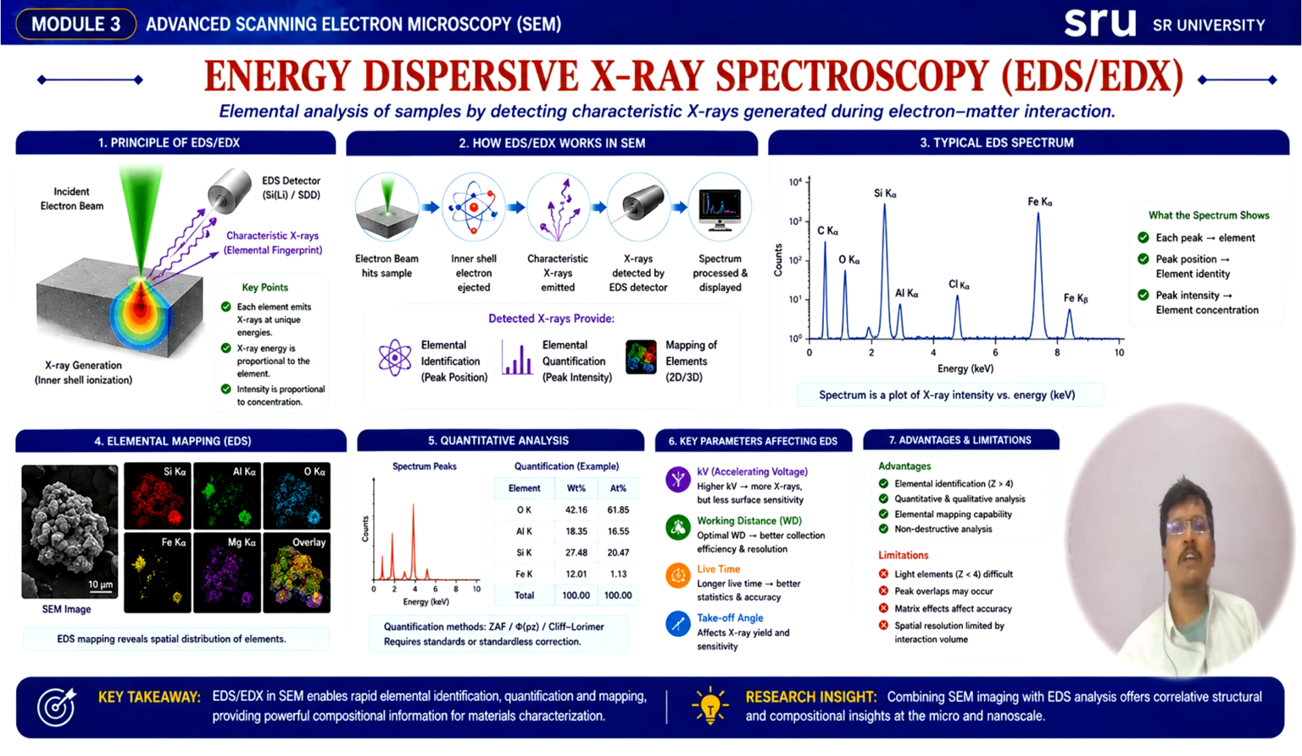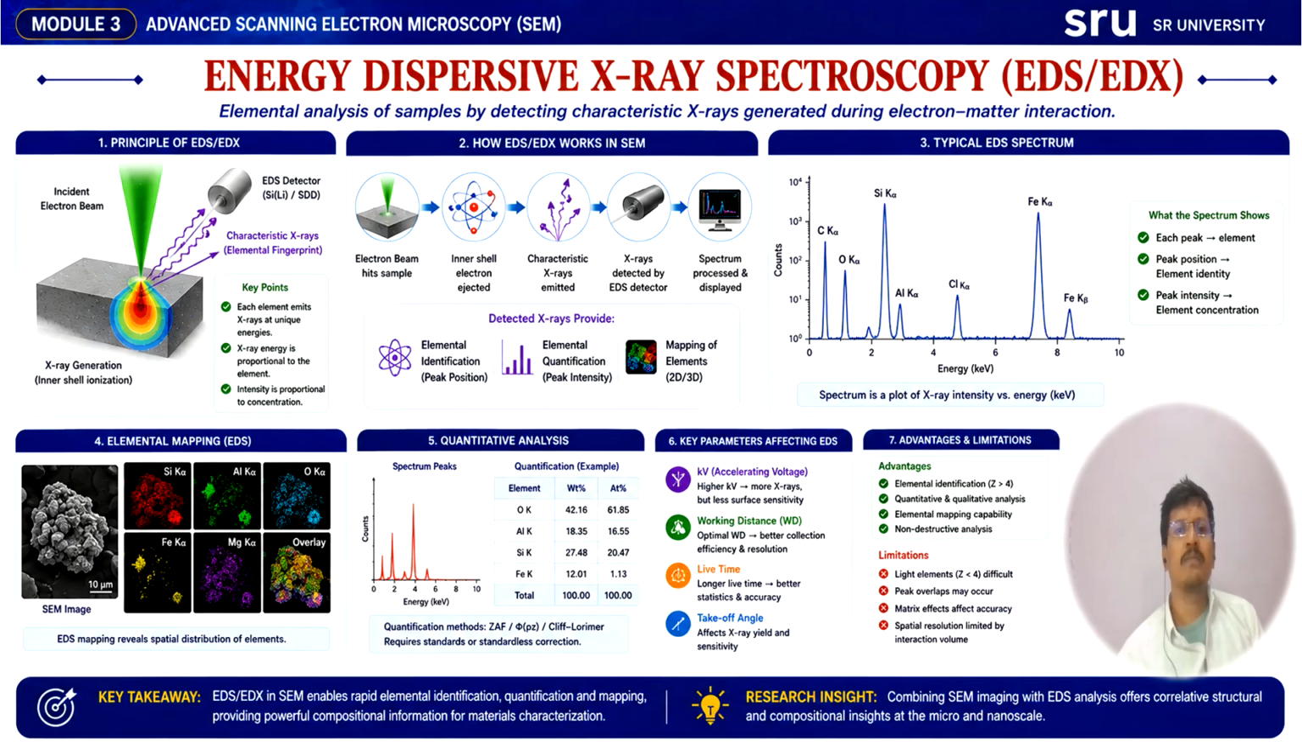One of the major advantages of EDS is that it provides rapid elemental analysis without extensive sample preparation. Within a few minutes, the researchers can determine which elements are present and estimate their relative concentrations, like atomic percent and weight percent of each element present in the sample, using this EDS analysis.